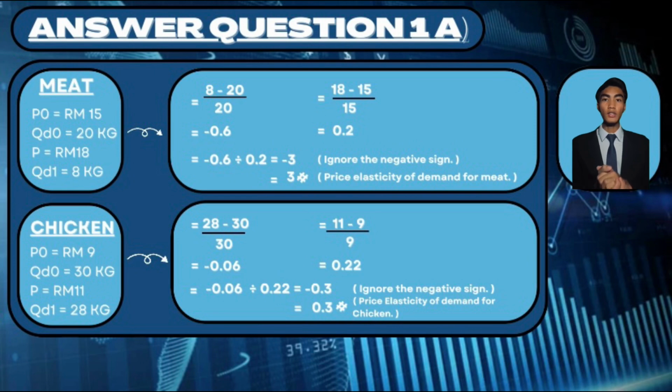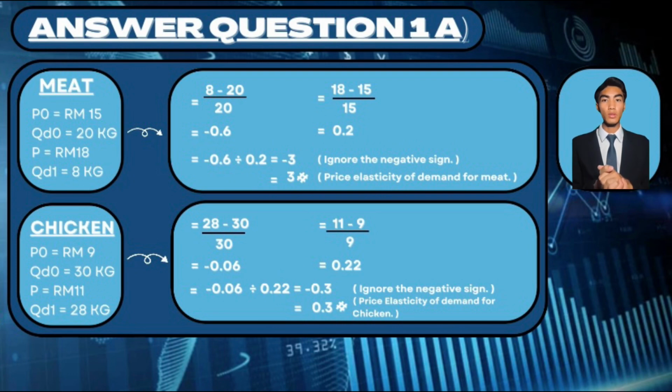After that, I need to calculate the price elasticity of demand for chicken. The first thing I should calculate is 28, the new quantity demanded, minus 30, the old quantity demanded. So the answer will be negative 0.06. Next calculation is 11, the new price, minus 9, the old price, divided by 9, the old price. So the answer will be 0.22.